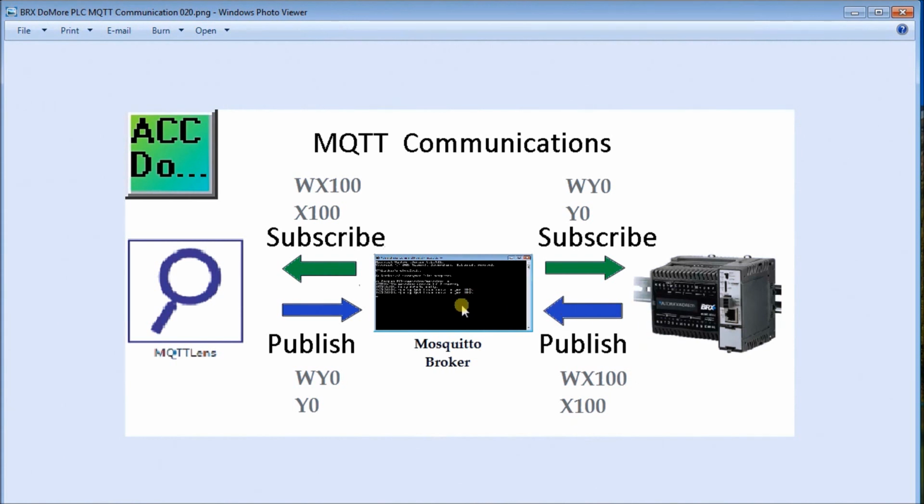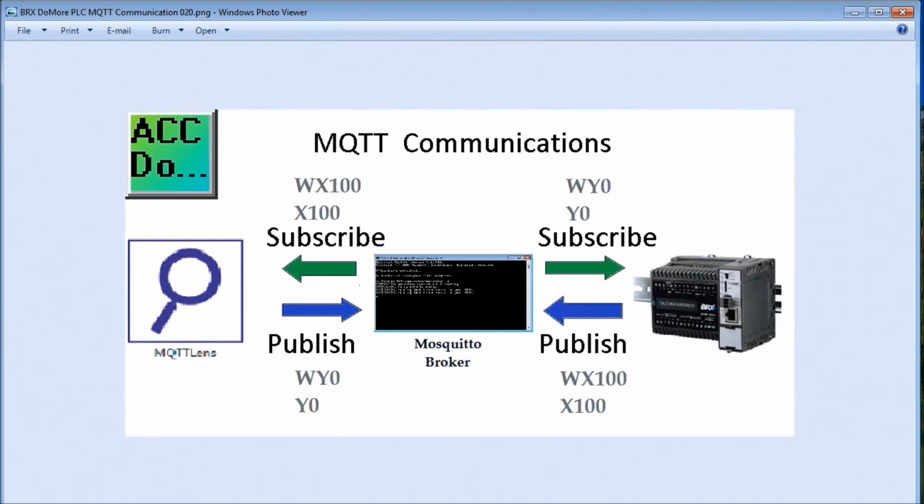That will go into the Mosquitto broker, and then we will be subscribing to WY0, which is an analog word as well, and Y0, which is a bit location. Then on the other end, we have MQTT Lens, which will be publishing this WY0 analog signal, so we can pick that up, and our Y0, which is our bit location. So both analog words or registers as well as bits will be transferred back and forth.